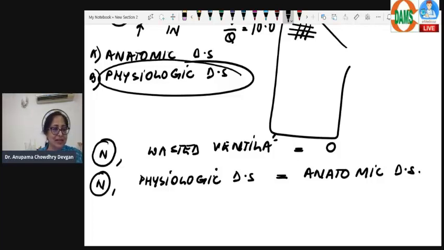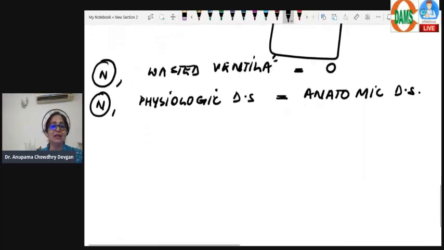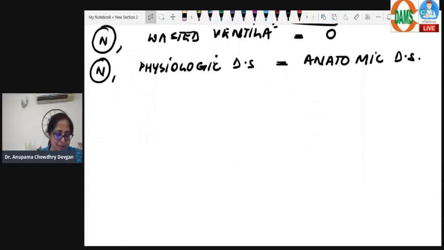If there is a wasted ventilation, either because of overventilation in certain areas, or because of underperfusion in certain areas. How can underperfusion happen? If there is a thrombus which is blocking a blood vessel, maybe a partial block, underperfusion, right? Then you will get a wasted ventilation. Normally, there is no wasted ventilation, so wasted ventilation is 0. So physiologic dead space is equal to the anatomic dead space. Next important point.